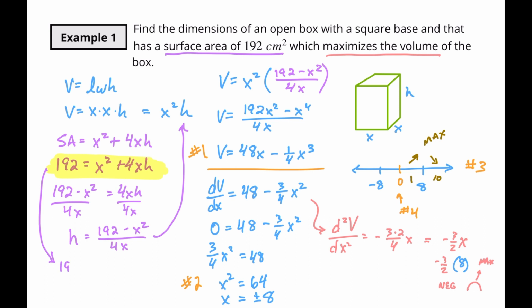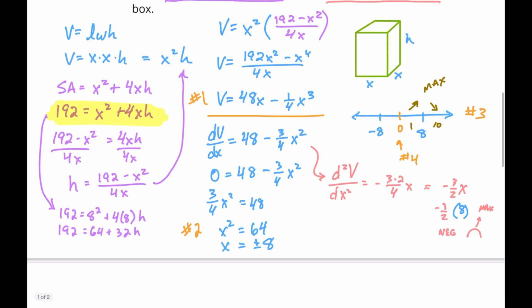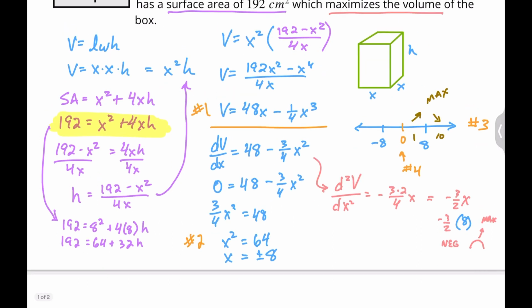So 192 equals 8 squared plus 4 times 8 times h. 192 equals 64 plus 32h. I didn't leave myself a lot of room here. 192 minus 64 is 128 equals 32h. And when we divide both sides by 32, h is going to equal 4.